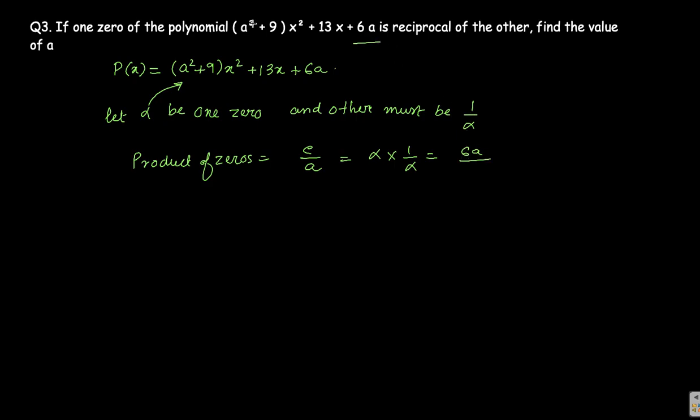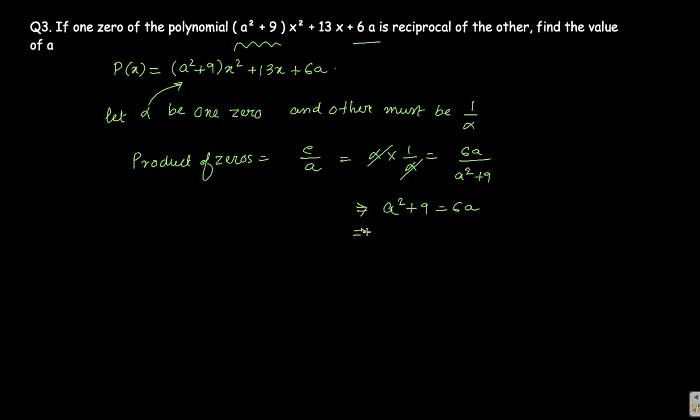So 6a by a, where a square plus 9 is the coefficient of x, and this is the constant term, that is 6a. You got my point? So what is alpha into 1 by alpha? That is 1. So if we multiply it, then a square plus 9 is equal to 6a.